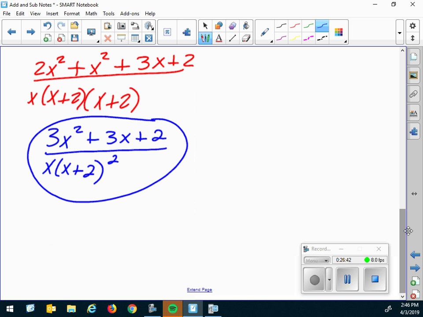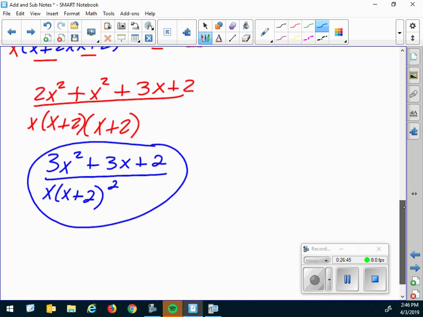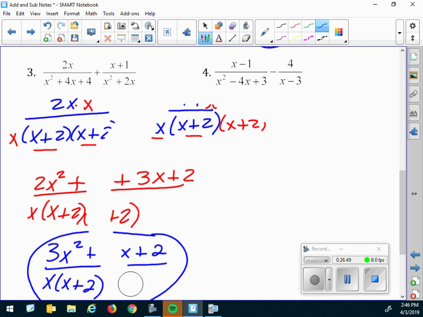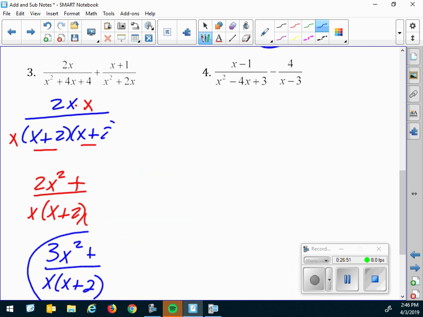Okay, so let's look at number 4. Now, please be careful because number 4 is a minus. Here's what I'm going to say to you, though. Since it's a minus, it's the same thing as plus a negative. So I could, if I wanted to, rewrite it like that. And I think I will.